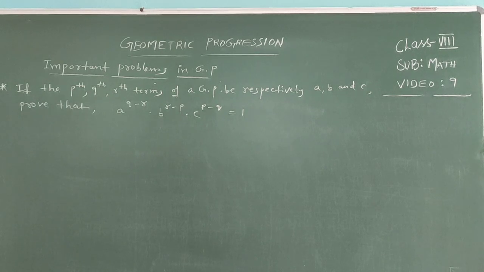Okay, while coming to the second problem: if the Pth, Qth, Rth terms of a GP be respectively a, b and c, prove that a power q minus r into b power r minus p into c power p minus q equal to 1.